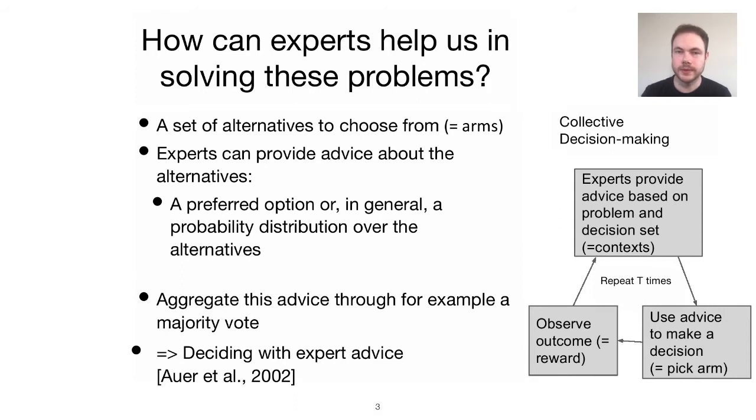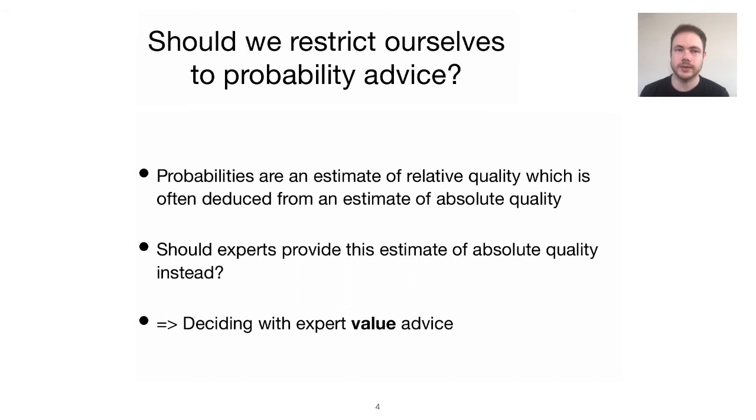So this probability advice is a type of advice that has been considered before in the setting of deciding with expert advice, but one of the first things we looked at was whether restricting ourselves to probability advice was really necessary. I say restricting because often probability advice is a relative measure of quality derived from a more informative absolute measure of quality. This absolute measure of quality is an estimation of the expected outcome of each decision.